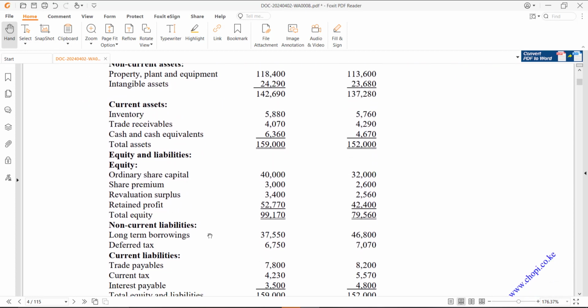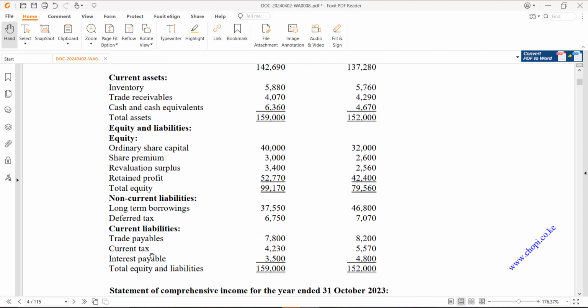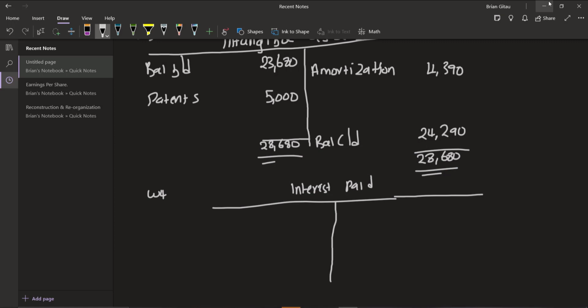From the balance sheet, you can tell that we have interest payable as a current liability. The interest payable balance brought down is 4,800, and the balance carried down, we have it as 3,500.